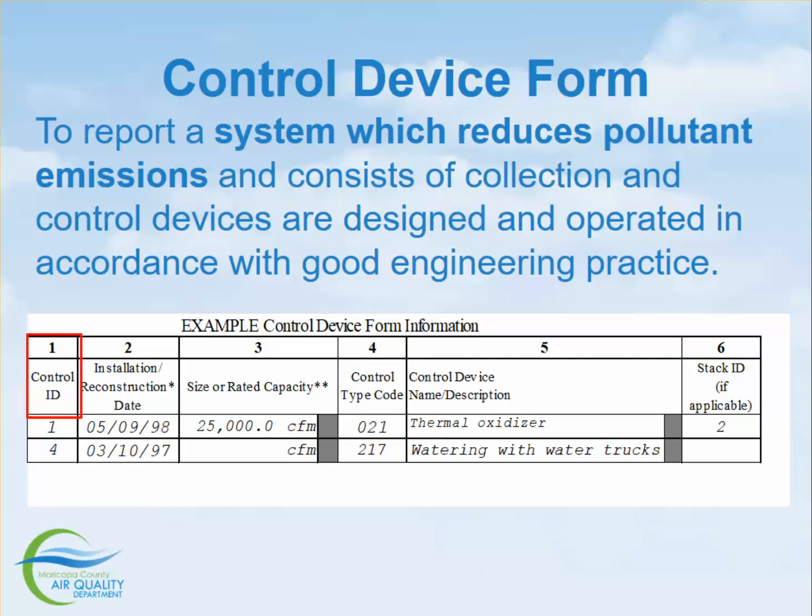On the control device form, the control device ID is a 3-digit unique ID number that is either pre-printed from prior years or selected by the individual filling out the report if it is a new control device. Each control device ID can only be used for a single control device, and the same ID must be used for the same control device from year to year for consistency.